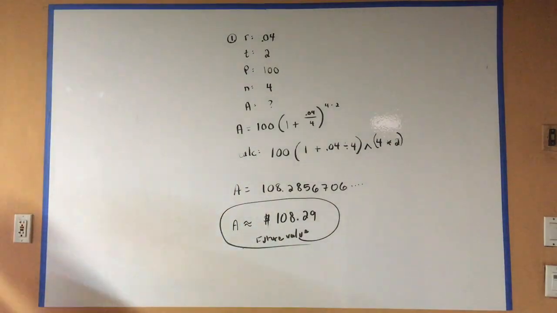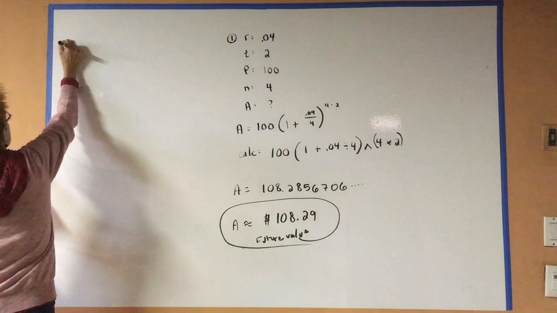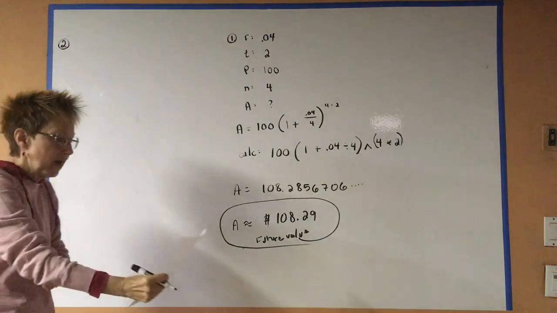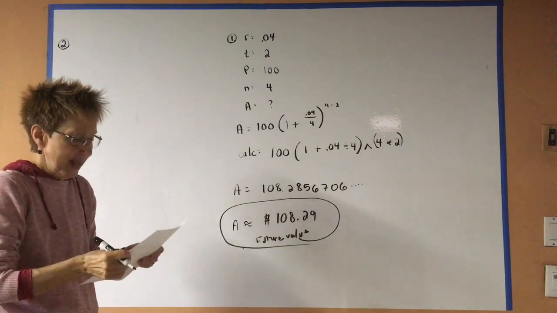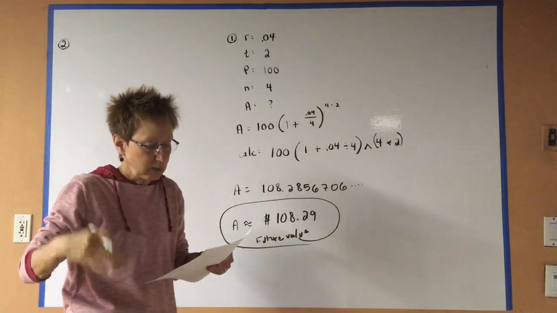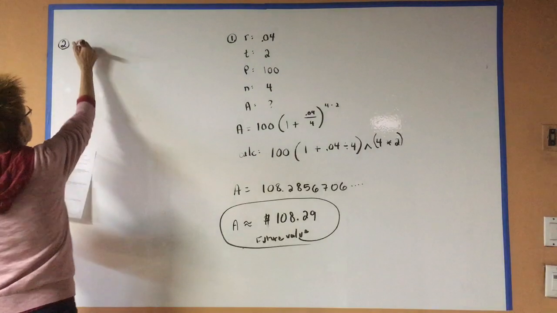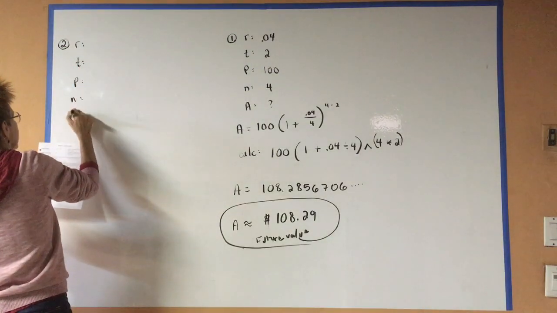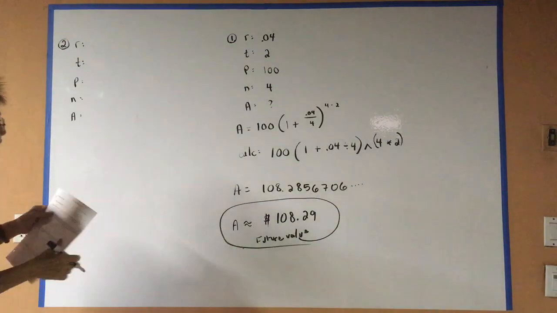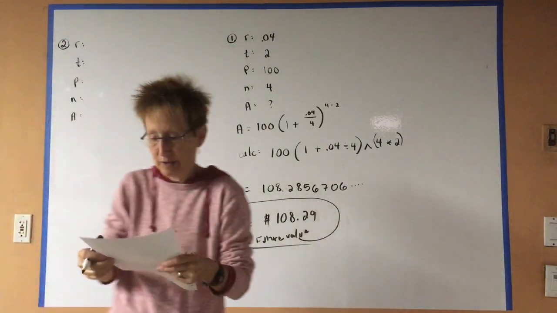So number 2 says, how much money will Joe have if he invests $400, so he has a little more money now, at 7% compounded continuously for 3 years? So again, take the time to write down the R, the T, the P, the N, and the A. It's just useful to be able to do that so you know which things you're trying to figure out.